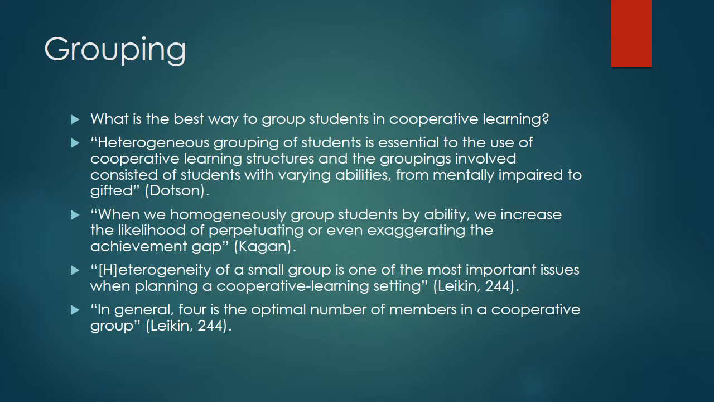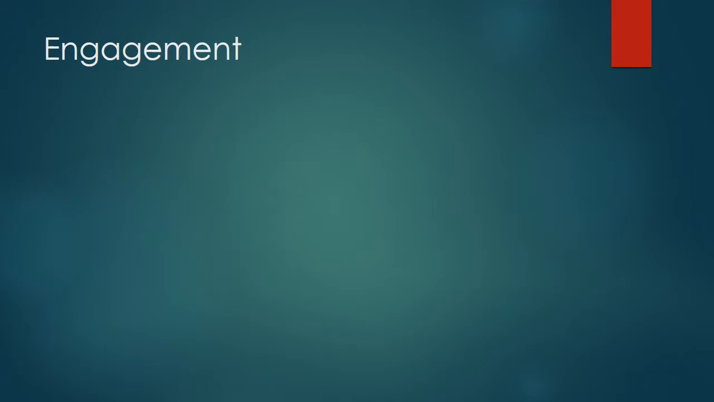And then Lycan also adds that in general, 4 is the optimal number of members in a cooperative group. So one of the necessary conditions was to have 2 to 6 members in a group. Lycan adds on that we really should try to get 4. That would be the best number, but as long as we don't exceed 7, our cooperative learning group will still work well.